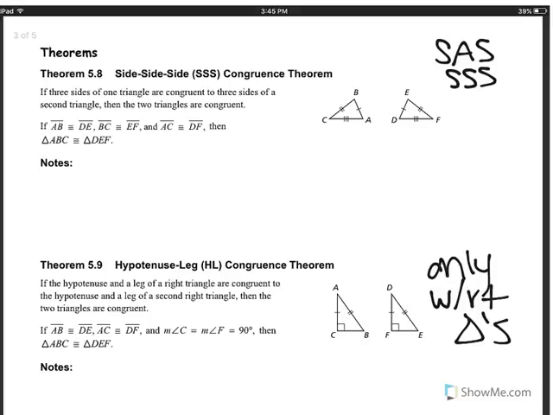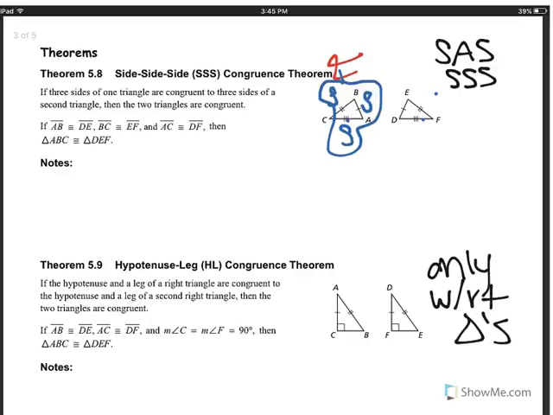triangles to be congruent. Okay, so let's take a look at side, side, side. It states if three sides of one triangle are congruent to three sides of a second triangle, then the two triangles are congruent. So if you're given an actual picture, see we have the one tick mark, so I would label that an S. We have two tick marks on either side, so that's another S, and then we have three tick marks, and that's another S. So you can look at your picture and the way you drew it, and we see it's by side, side, side congruence.